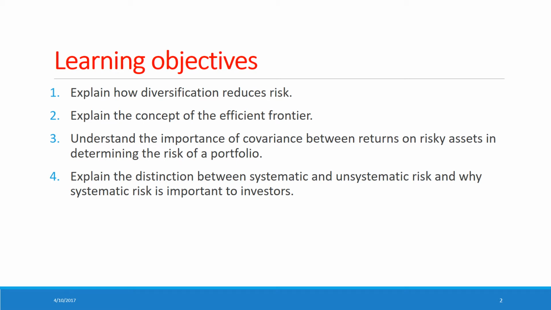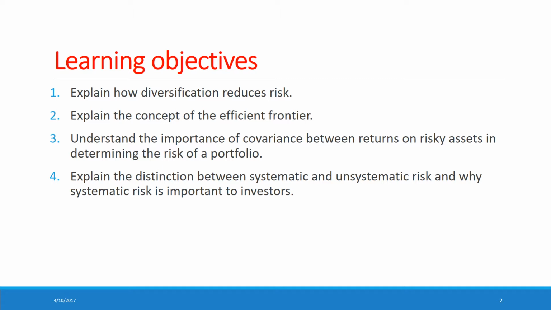The learning objective for this part is firstly to explain how diversification reduces risk, and this relates to the way that we calculate portfolio variance from part 1 of Module 3. We then explain the concept of the efficient frontier, the foundation of modern portfolio theory. The efficient frontier is computed based on the idea of diversification.